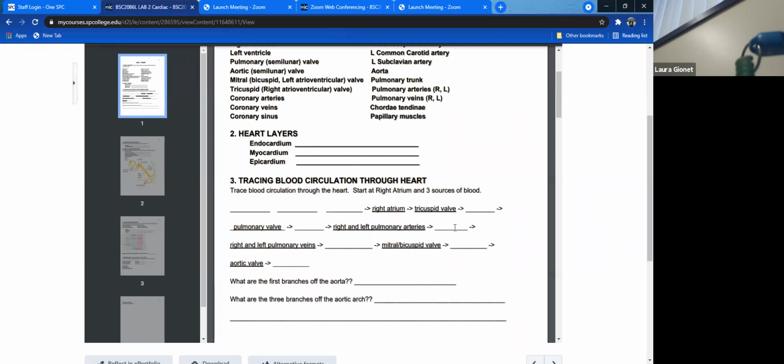And at the lungs, we drop off carbon dioxide, pick up oxygen, and we return via right and left pulmonary veins to the left atrium. From the left atrium, we pass through the mitral or bicuspid valve to the left ventricle. And from the left ventricle, we pass through the aortic valve to the aorta.